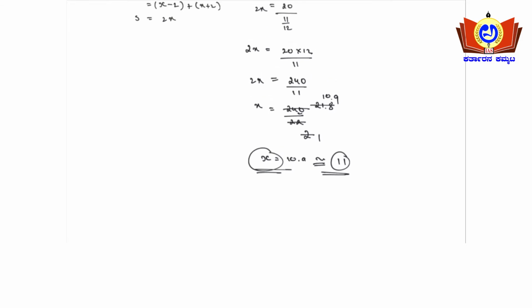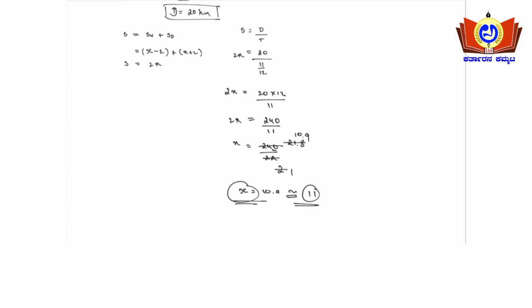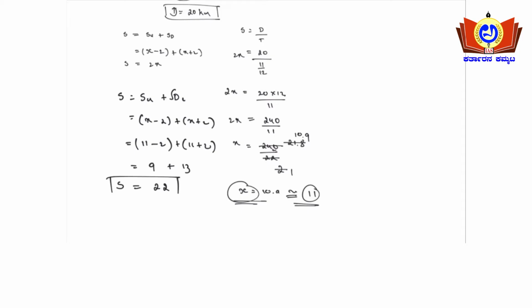Also we have the formula that the speed is equal to the speed of upstream plus the speed of downstream, that is x minus 2 plus x plus 2. For x I will be substituting 11 minus 2 plus 11 plus 2. 11 minus 2 is 9, plus 11, 12, 13, so 13 plus 9 is 22. So the speed of the man in still water will be 22 kilometers per hour. This is one method of solving.